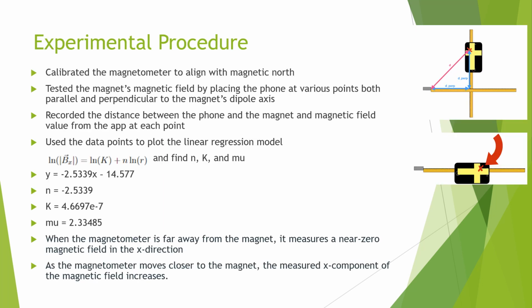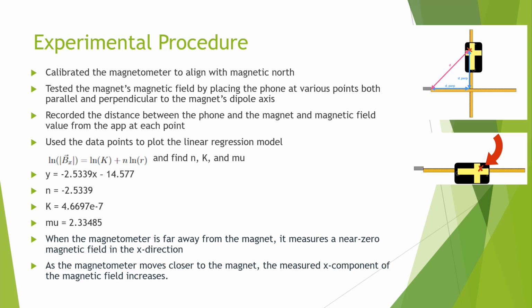As for the procedure for this experiment, we first calibrated the magnetometer to align with the Earth's magnetic north pole, then tested the magnet's magnetic field by placing the phone at various points, both parallel and perpendicular to the magnet's dipole axis, then recorded the distance between the phone and the magnet, as well as the magnetic field value from the app at each of these points. We then used these data points to plot a linear regression model, seen below, and to find n, k, and mu.